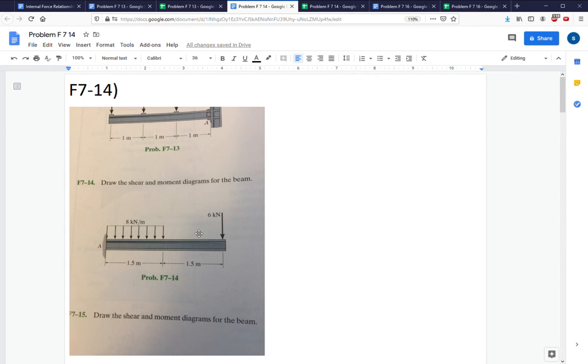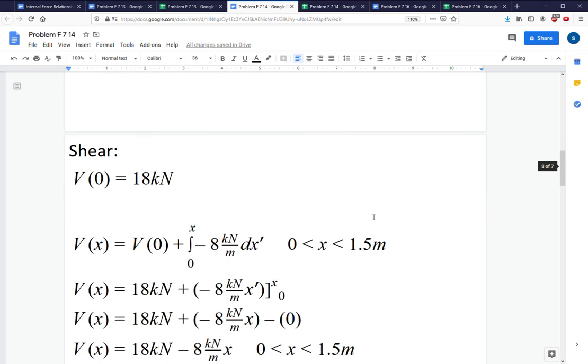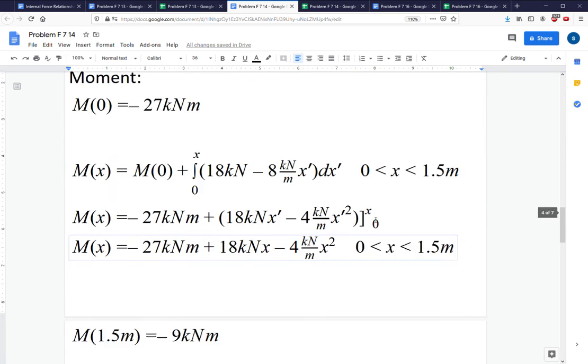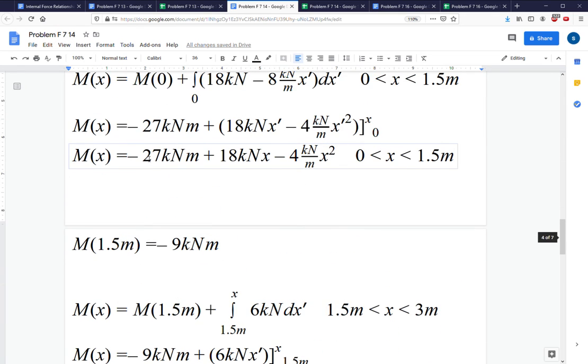Last segment, we need to find the moment in this piece of the beam. So to do so, we need to start by finding the moment at the boundary between the two sections. That point is 1.5 meters, so we plug in 1.5 meters for x in this formula, and we get that the moment at that point is negative 9 kilonewton meters.